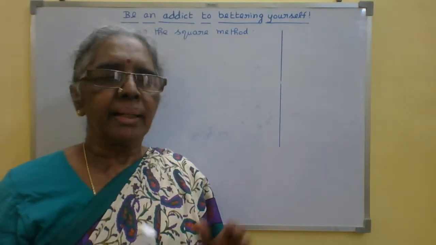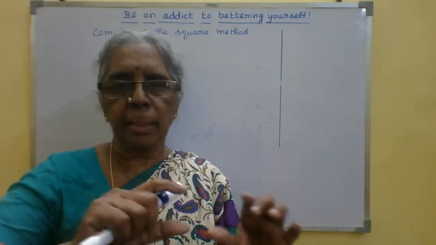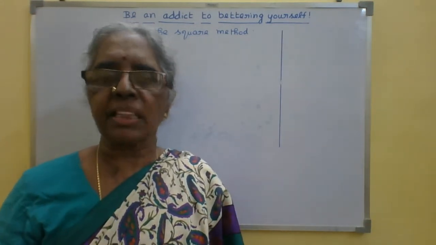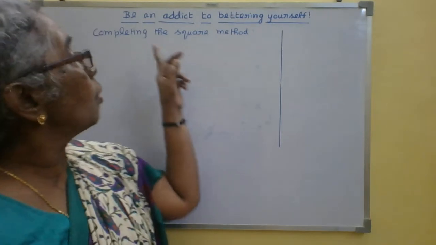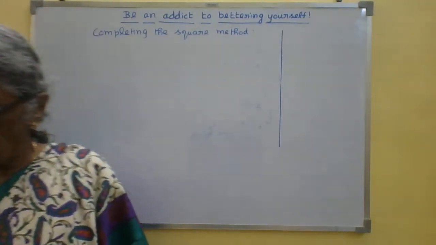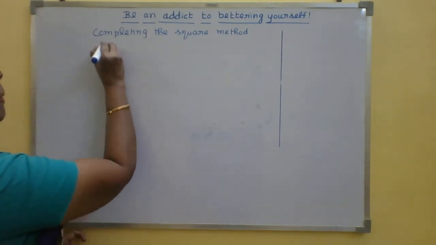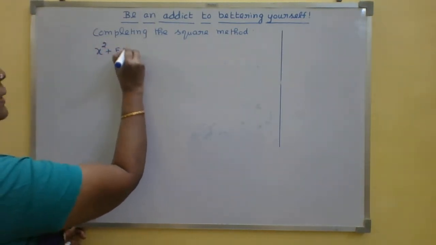Okay, that is, any quadratic expression given, I am going to express it as a sum of 2 squares or as a difference of 2 squares. That method is called completing the square method. Okay, so the first example I will take is x squared plus 5x plus 7.